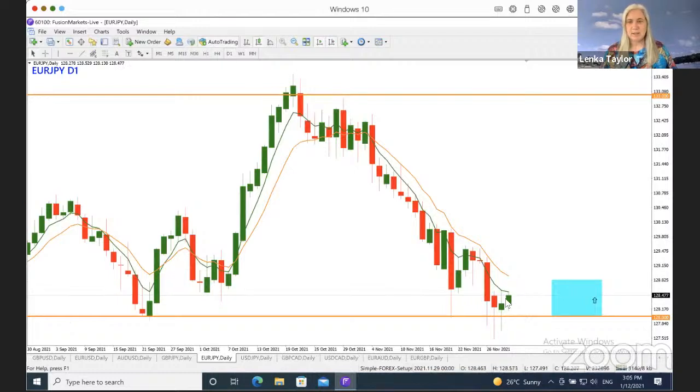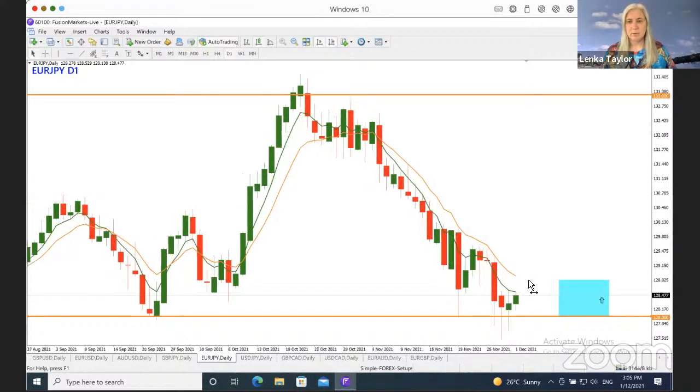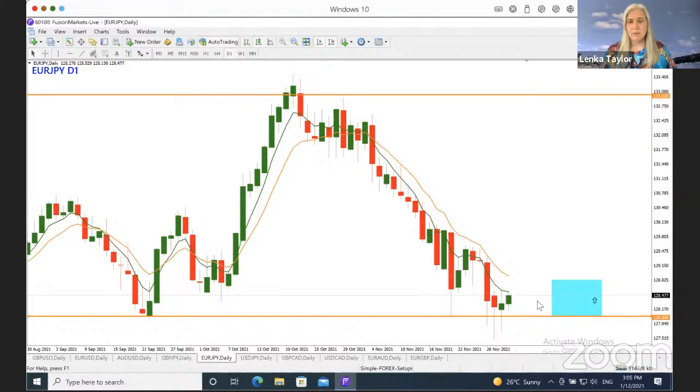So on the daily, I'm looking for some kind of price action in this area close to the support line that would indicate a reversal. And also a good sign is when the EMAs are moving closer together and the green EMA is starting to trend up a little bit, then that's a good sign that there might be some reversal happening for this currency pair. So looking for long on EUROJPY.